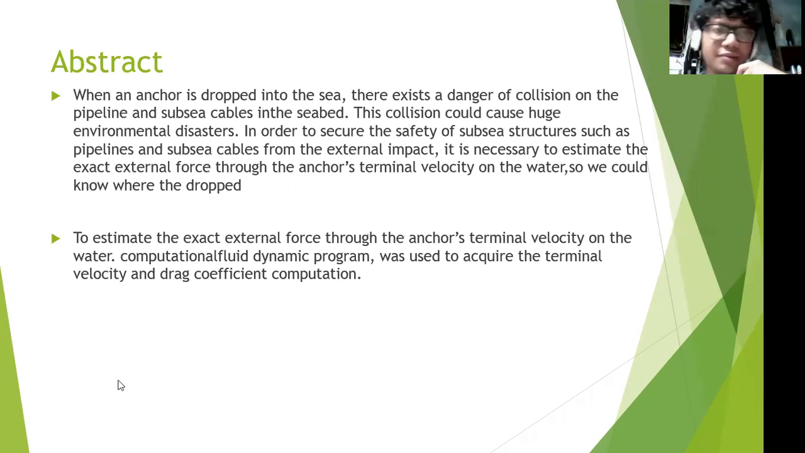The abstract for my final project I got from a journal. When an anchor is dropped into the sea, there exists a danger of collision with the pipeline and subsea cable in the seabed. This collision could cause an environmental disaster. In order to secure the safety of subsea structures such as pipelines and subsea cables from external impact, it is necessary to estimate the exact external force through the anchor terminal velocity underwater, so we could know where the anchor is dropped.